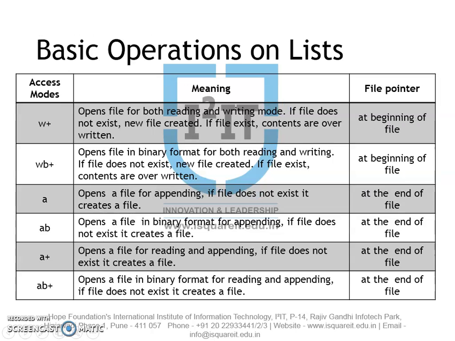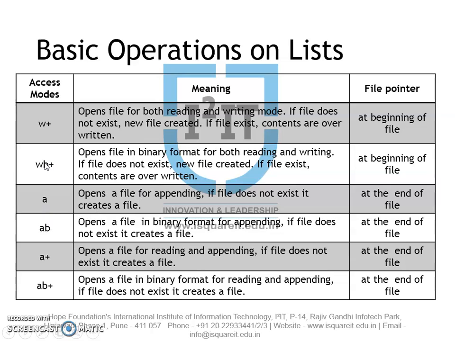Next access mode is w+. This opens a file for both reading and writing mode. If file does not exist, then new file will be created. Otherwise, contents will be overwritten. This file also starts pointing from beginning of the file. Next access mode is wb+. That is, it opens the file in binary format for both reading and writing operation. Here also, if file does not exist, then new file will be created. Otherwise, contents will be overwritten.